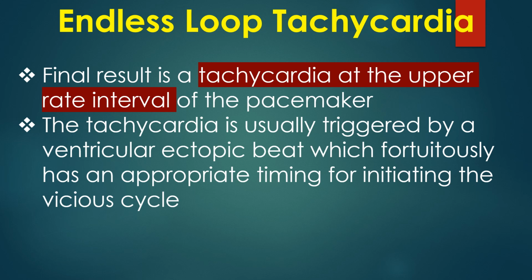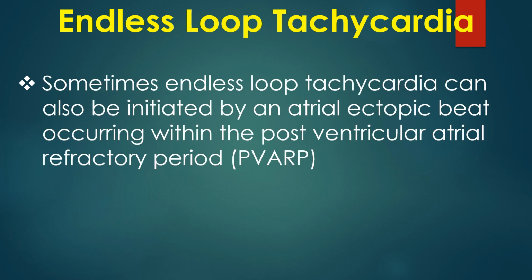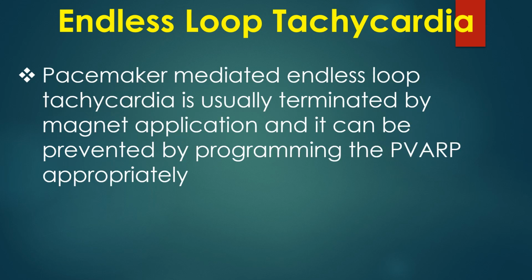The tachycardia is usually triggered by a ventricular ectopic beat, which fortuitously has an appropriate timing for initiating the vicious cycle. Sometimes endless loop tachycardia can also be initiated by an atrial ectopic beat occurring within the post-ventricular atrial refractory period. Pacemaker-mediated endless loop tachycardia is usually terminated by magnet application, and it can be prevented by programming the PVARP appropriately.